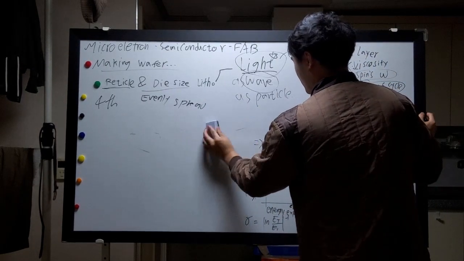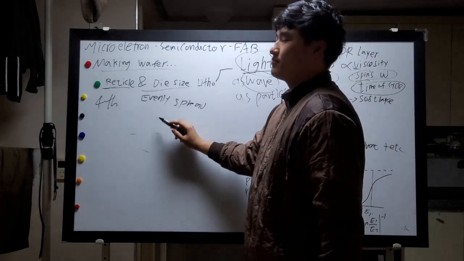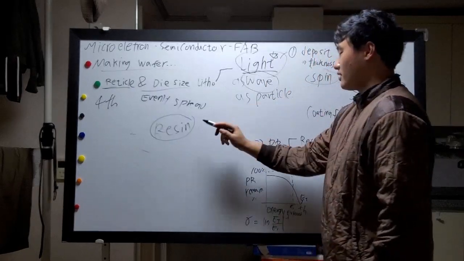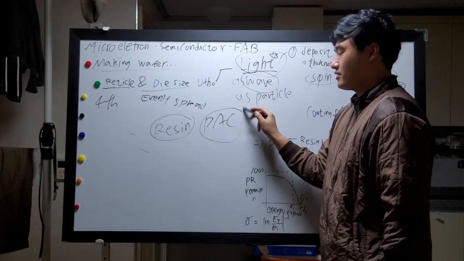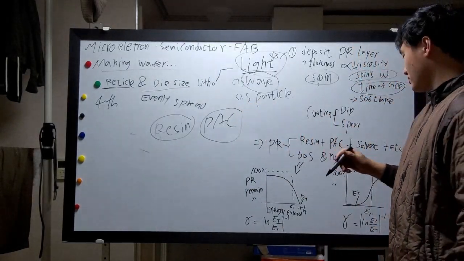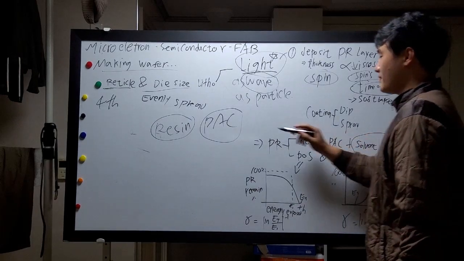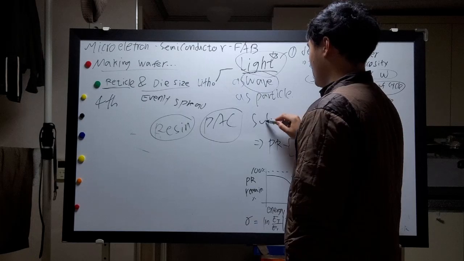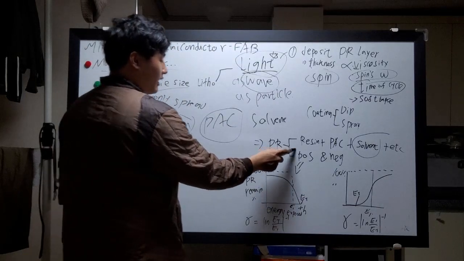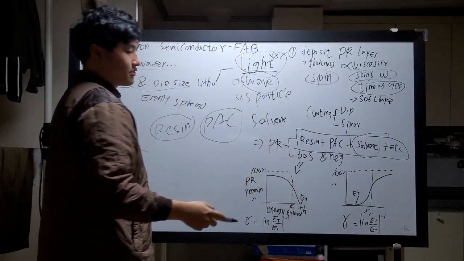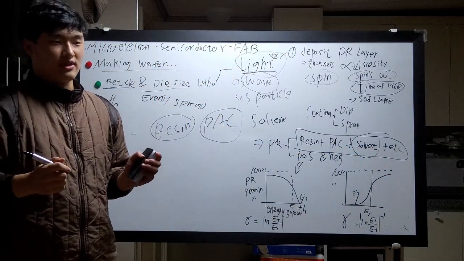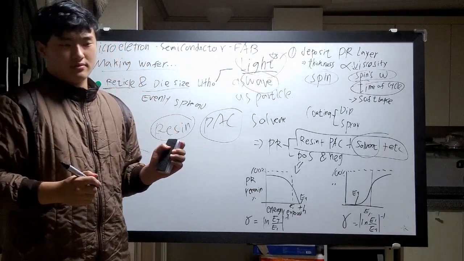So, this PR has some resin, similar to a polymer or plastic, and PAC, which means a material that is super reactive to light, and a solvent that vanishes very easily, like gasoline and so on. So how we compose the percentage of these materials gives the PR different factors.